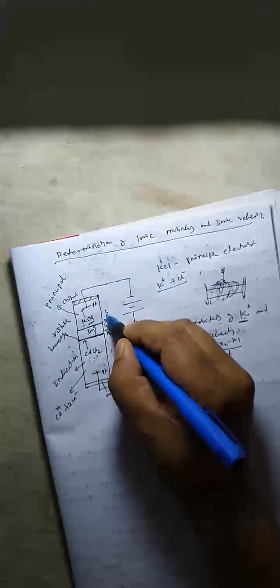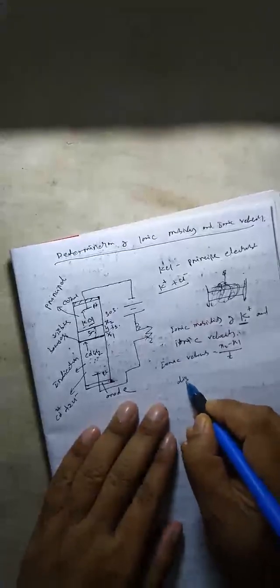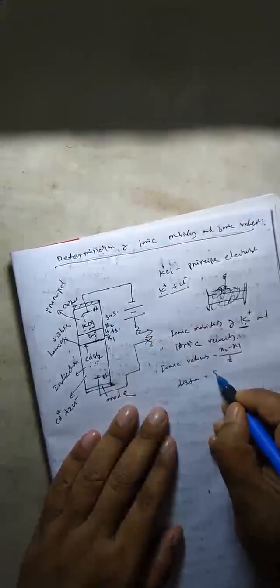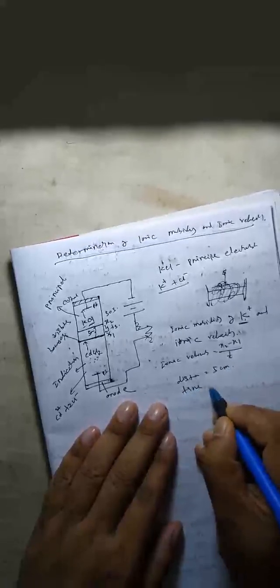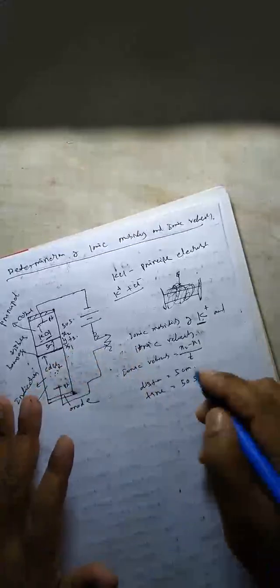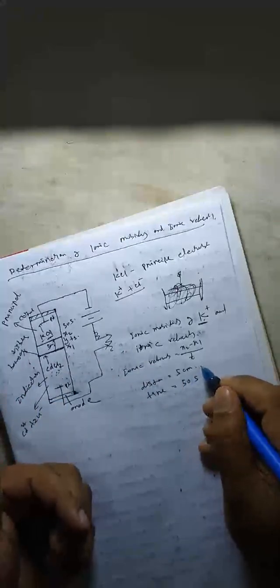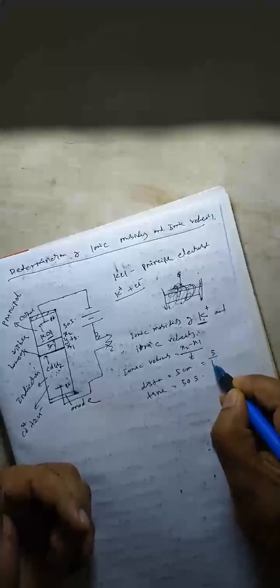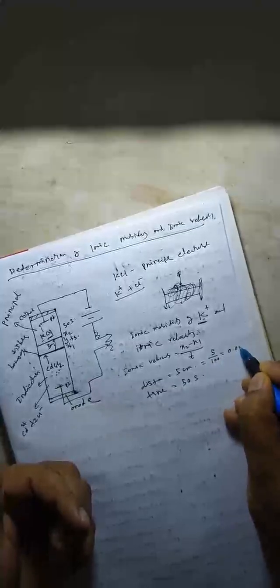Suppose this distance between x1 and x2 is 5 centimeter and the time taken is 50 seconds. Then how do you find the ionic velocity? Remember that you always convert into the SI system. You have to convert 5 centimeter into meter. 1 meter is equal to 100 centimeter. So 5 centimeter is 5 by 100, that means 0.05 meter. This is the distance covered.